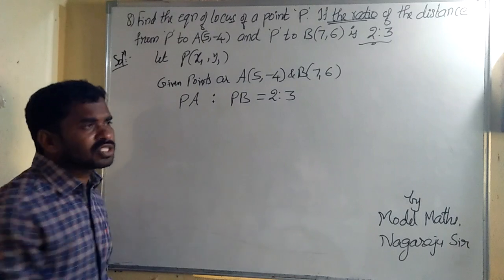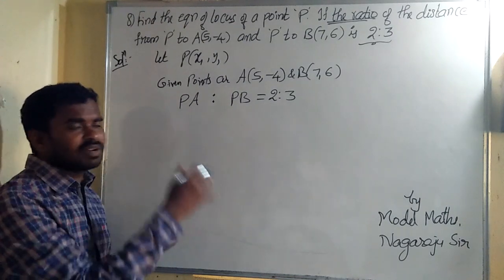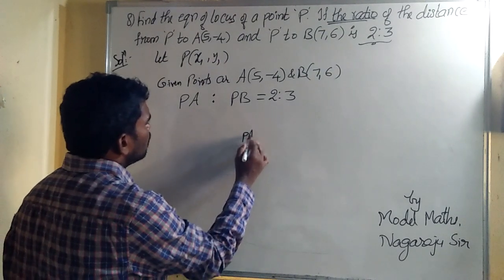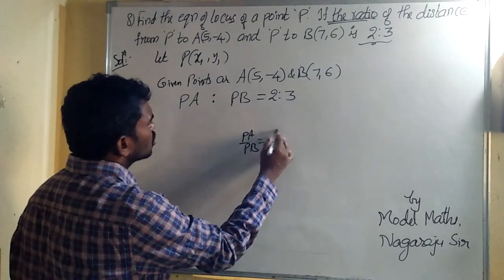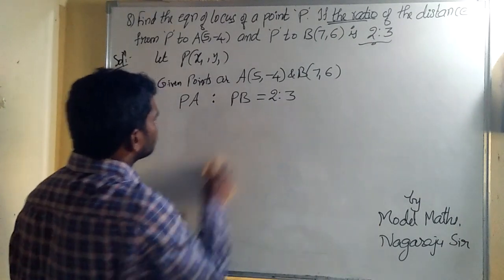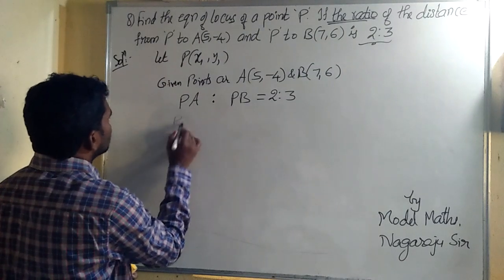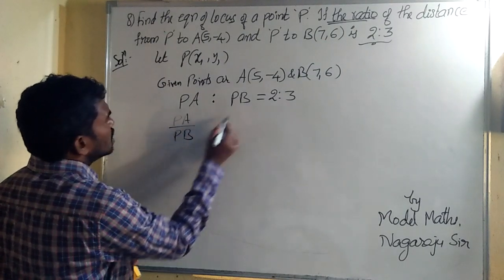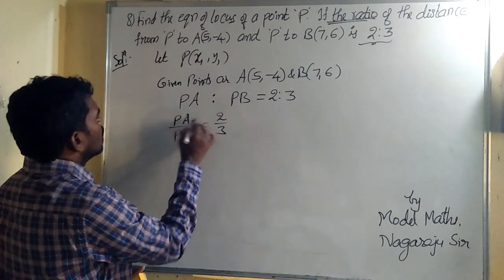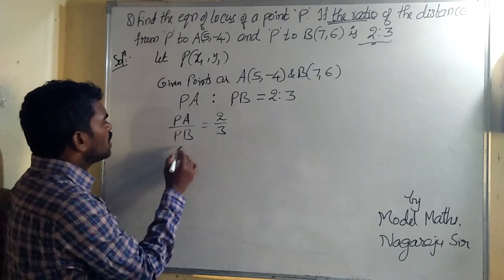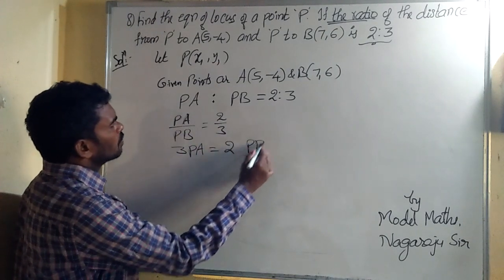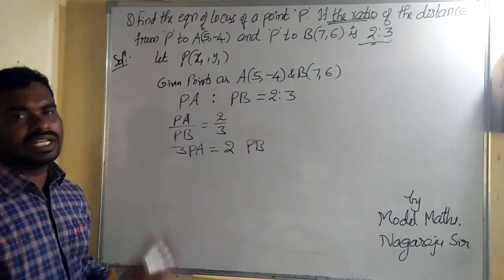Now PA is to PB is equal to 2:3. How can we simplify this? Simply, I am giving the rough one. PA is to PB means PA by PB is equal to 2/3. For your convenience I am writing here. Do cross multiplication: 3 into PA is equal to 2 into PB.